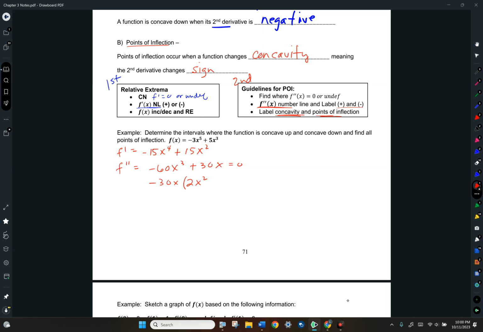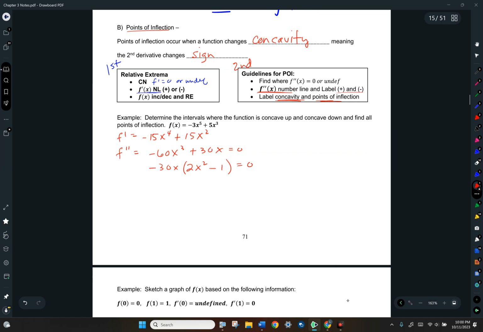Check my math here. And then minus 1. So that means, and again, we don't call them critical numbers, so I'm just simply going to say the second derivative is 0 at x equals 0, but also when that parenthesis equals 0, right? So what's going to make 2x squared minus 1 equal 0? Let's see, 2x squared would equal 1, x squared would equal 1/2. And so x is going to be plus or minus the square root of 1/2.